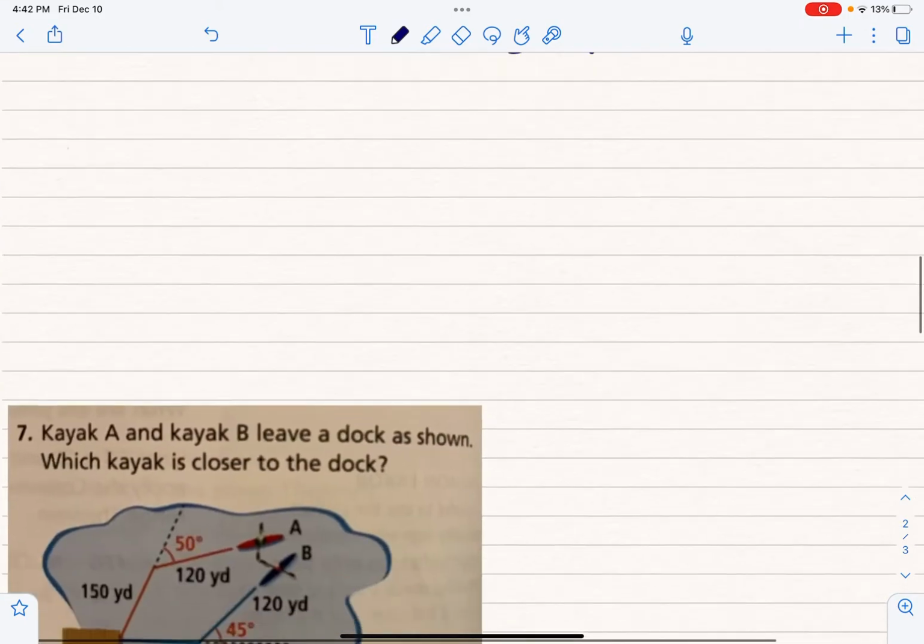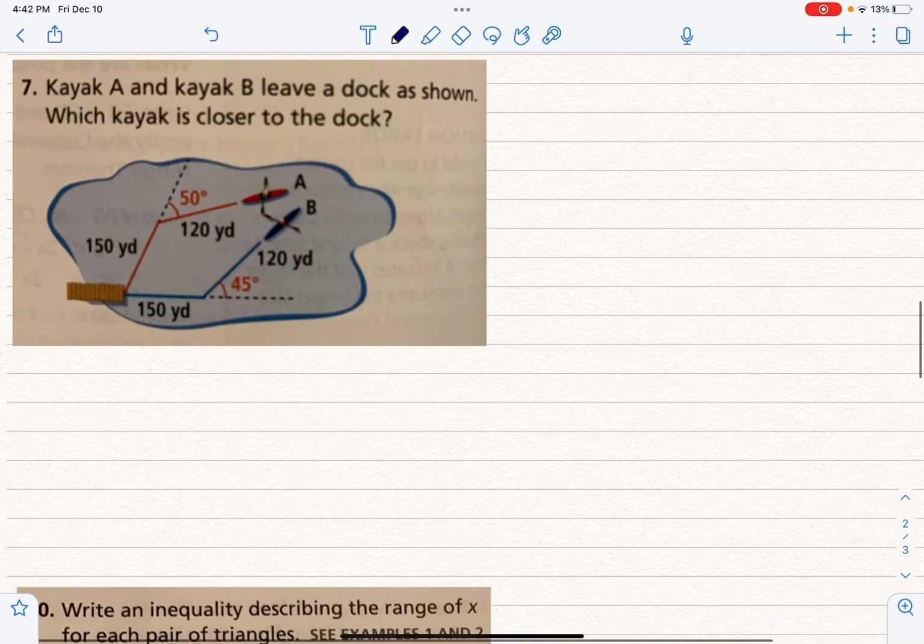All right, moving on. Let's look at number 7. This one is such a cool problem. I know it's probably kind of crazy, but I think it's a neat problem. Okay, it gives us this 50 degrees and this 45 degrees, and that can seem a little bit odd at first, but really what's important that we get from that is we get this angle right here, that one's 130 and this one's 135.